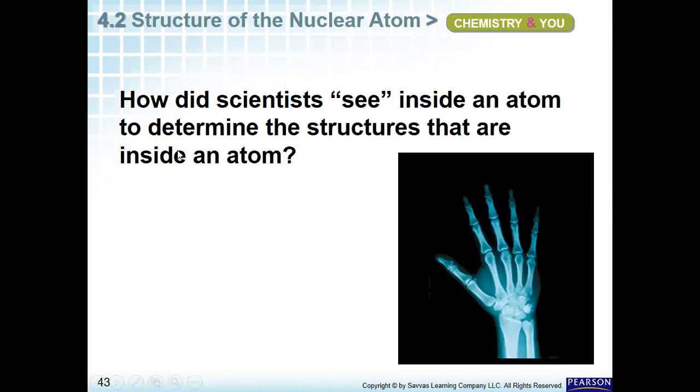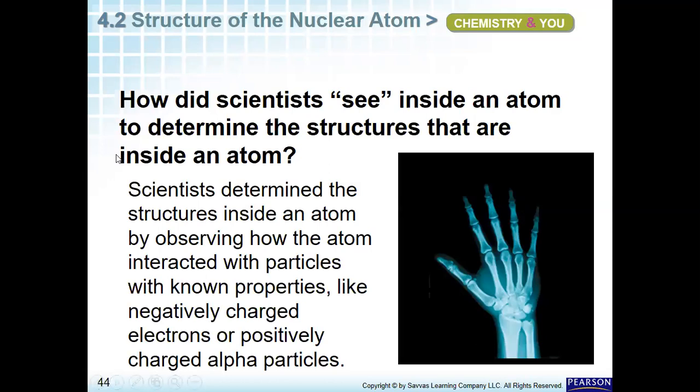So, what did the scientists see inside the atom to determine its structure? They determined the structure inside the atom by observing how the atom interacted with particles with known properties, like negatively charged electrons or positively charged alpha particles.